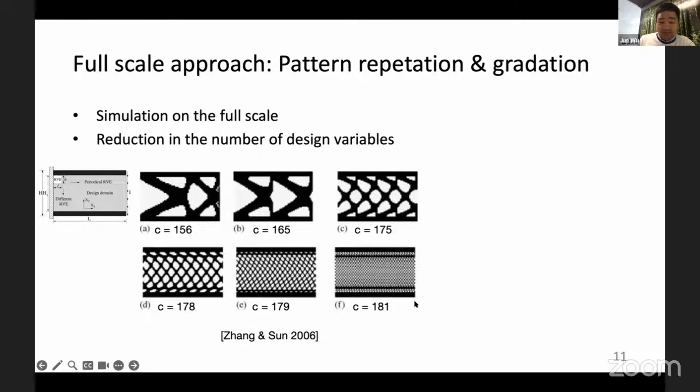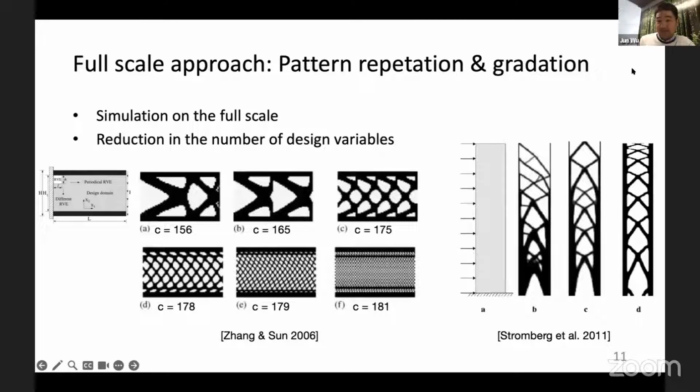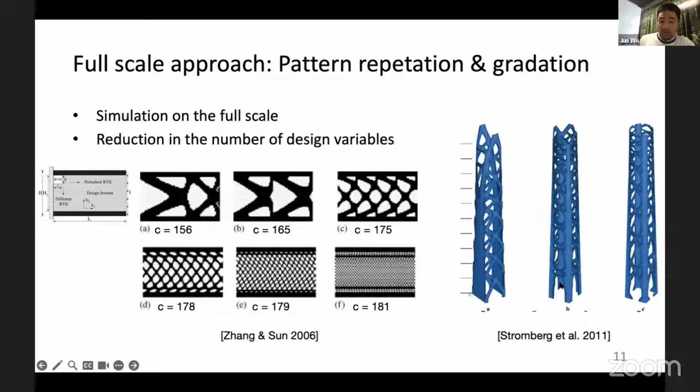A variation of this pattern repetition is to create graded patterns. So for instance, you can have patterns that vary in size. Here on the bottom, the pattern is larger, and gradually the pattern becomes smaller, but they follow the same topology because the variables are linked, they are scaled in this way. And this pattern repetition or pattern gradation can be easily extended to 3D. Here you see 3D results with this pattern gradation used for architecture purposes.